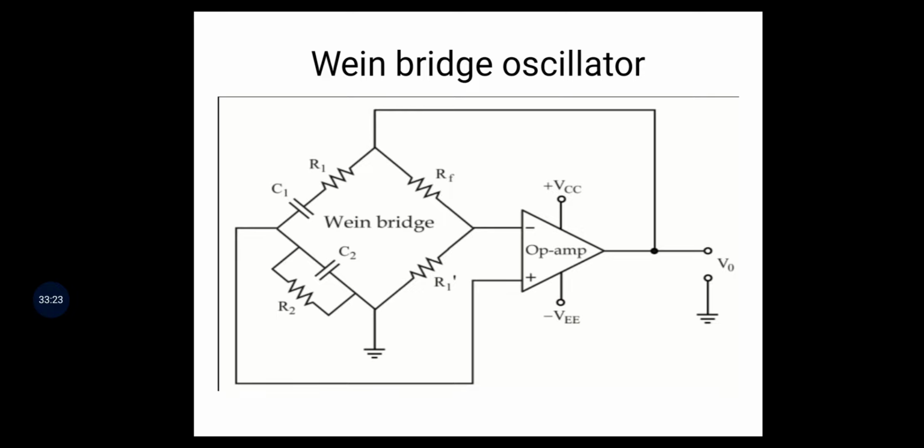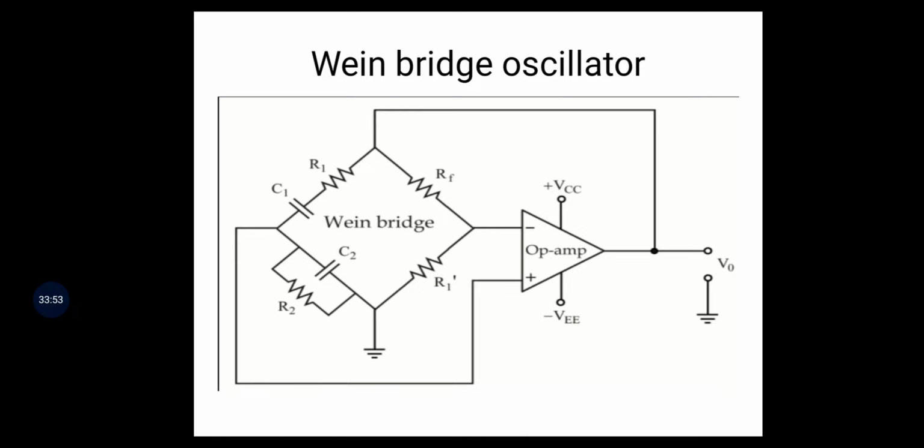In this Wien bridge circuit, the bridge is connected between the input and output terminals of the amplifier. Here we use positive feedback. The feedback is connected to the positive terminal of the op-amp. If we use positive feedback, then only we generate the output signal.